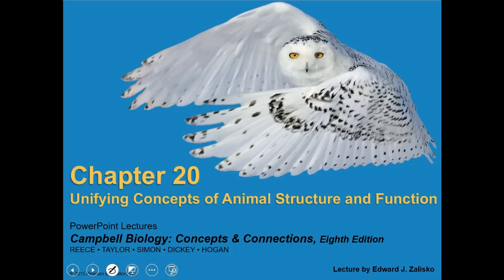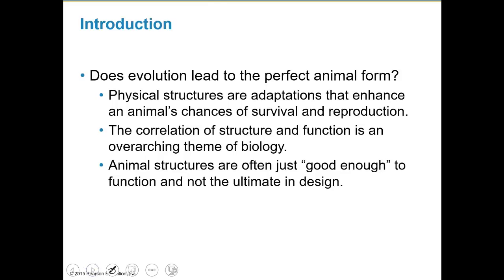So in this lecture we get to talk a little bit about the structures that we find in animals. This will be good because it will help you figure out some of the commonalities, so you can look at your particular details for your animal. So does evolution lead to the perfect animal form?